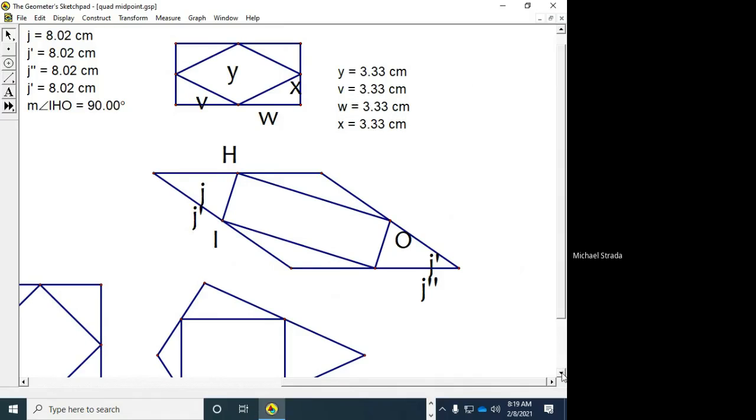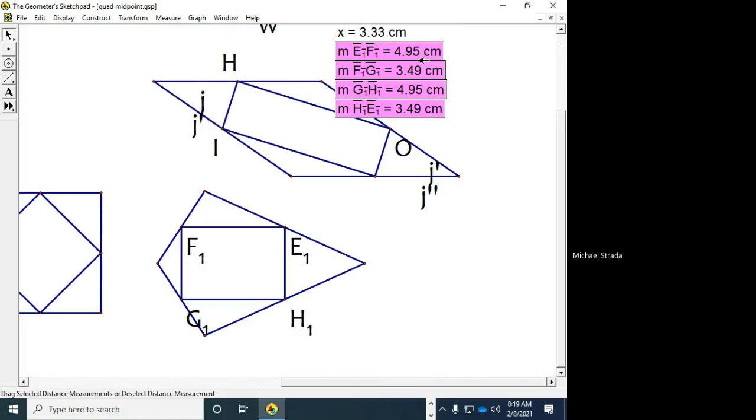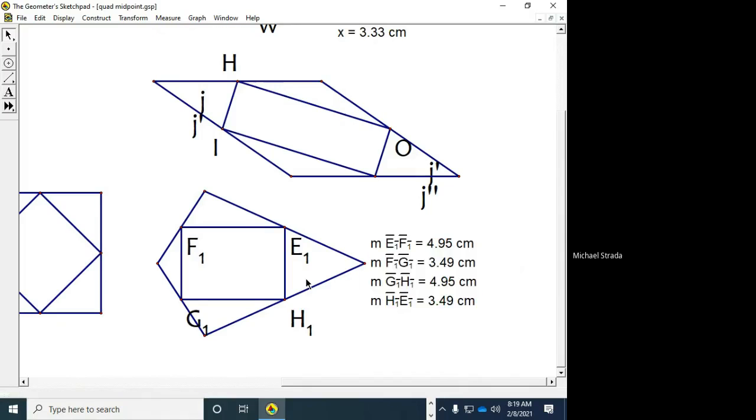All right, we come down and we do a kite. This is a kite down here. I measure the opposite sides. They should be the same, which they are. So I have a parallelogram. I measure an angle.